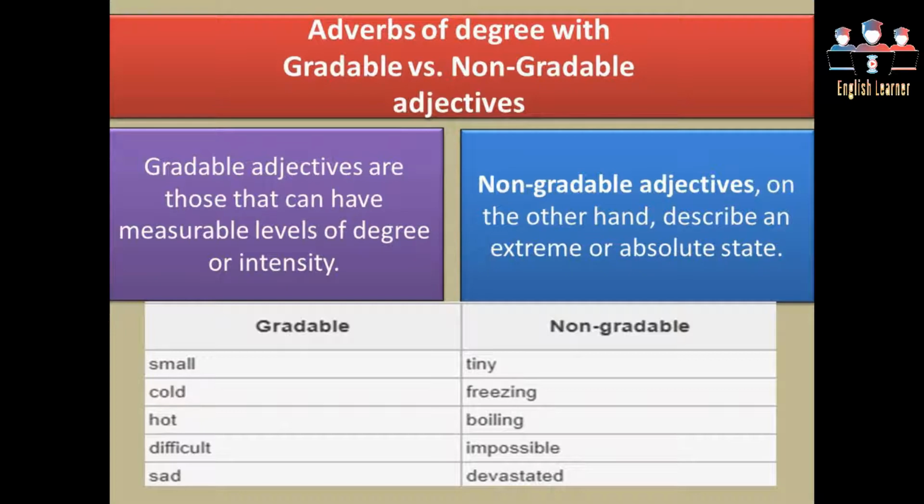Gradable adjectives include small, cold, hot, difficult, and sad. As we can measure the level of these adjectives in order to indicate adverb of degree, that's why they are called gradable. Whereas non-gradable examples include tiny, freezing, boiling, impossible, devastated. Now these words are self-describing the state of the adjectives in terms of adverb of degree. So that's why they are called non-gradable adjectives.